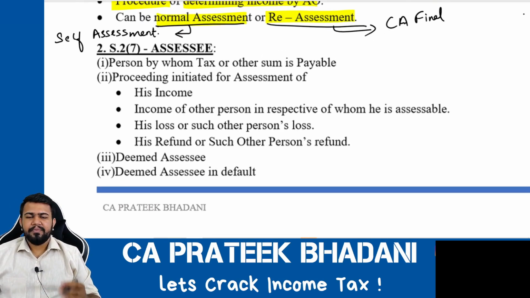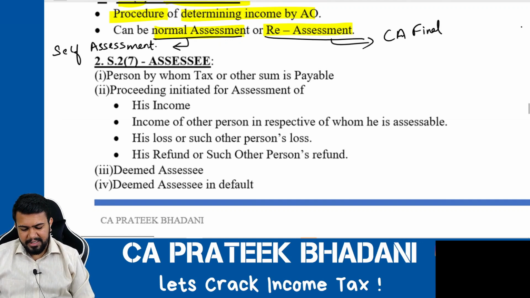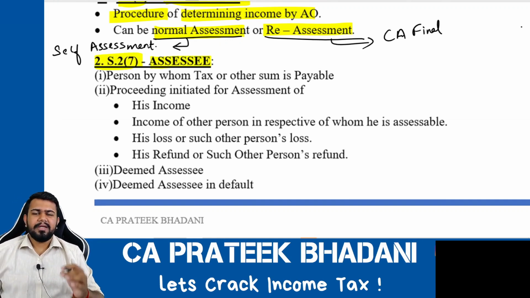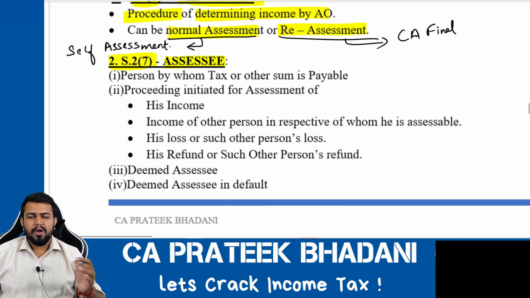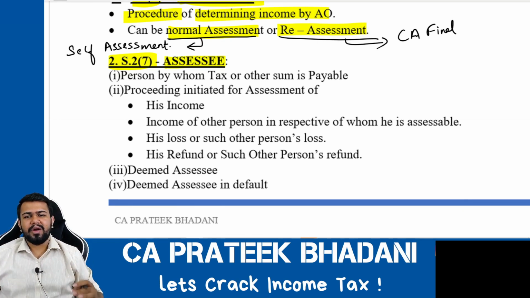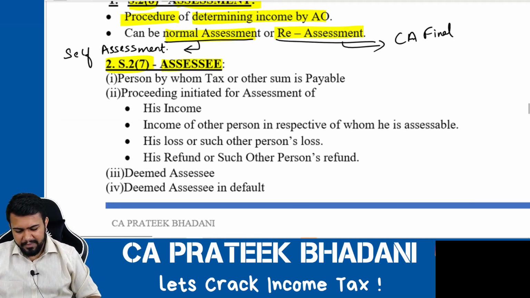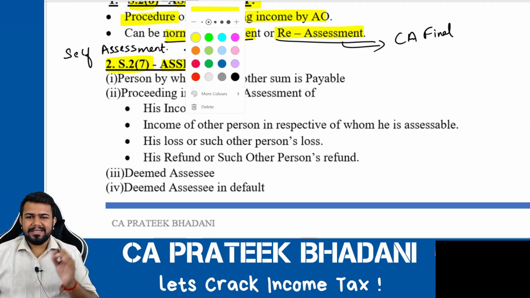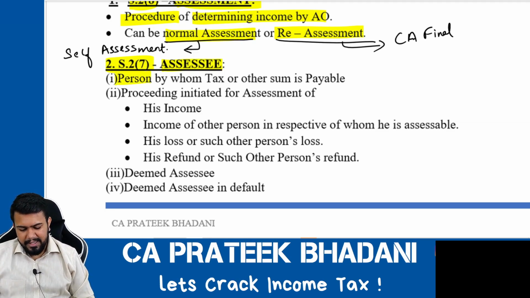Now let us see the next definition, and that is assessee definition as per section 2 clause 7 of the Income Tax Act 1961. Already what did I tell you? Assessee means taxpayer. However, the definition is even more detailed. Now let us properly understand what is the meaning of assessee. Okay, first and foremost, who is an assessee? Assessee is a person by whom any tax or other sum is payable. So a person by whom a tax is payable is called assessee.